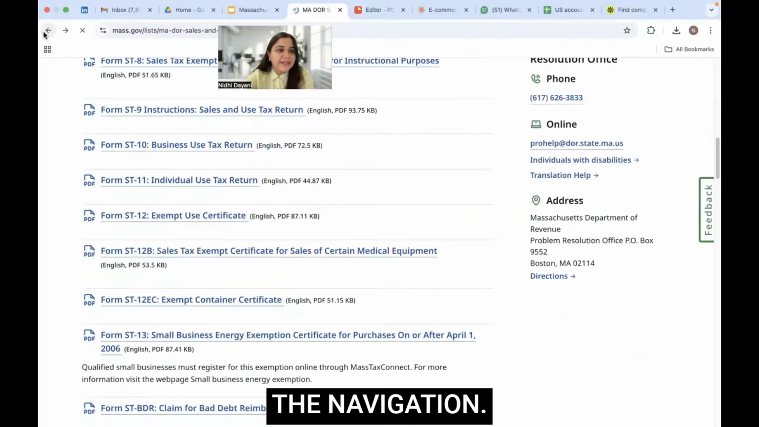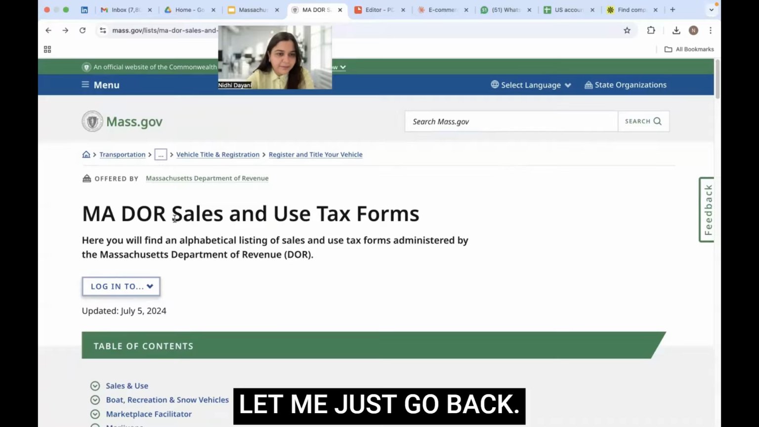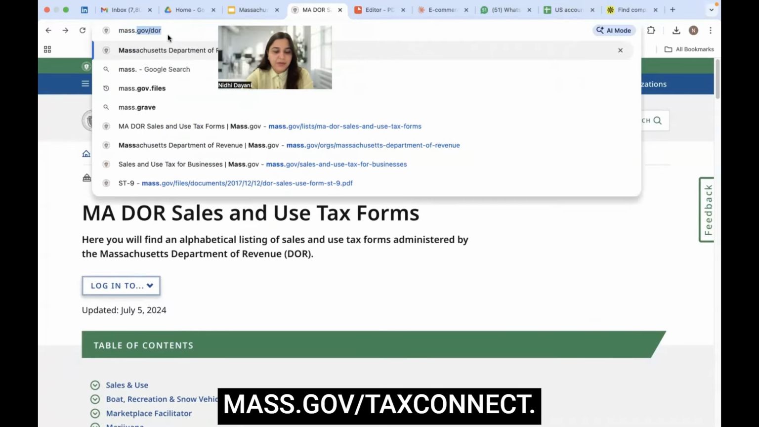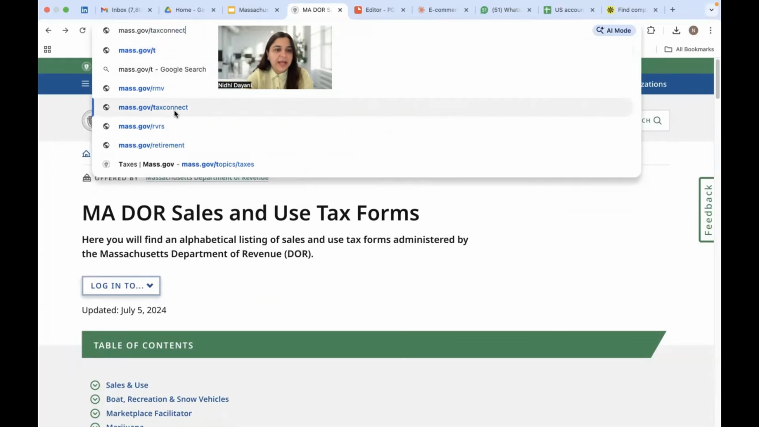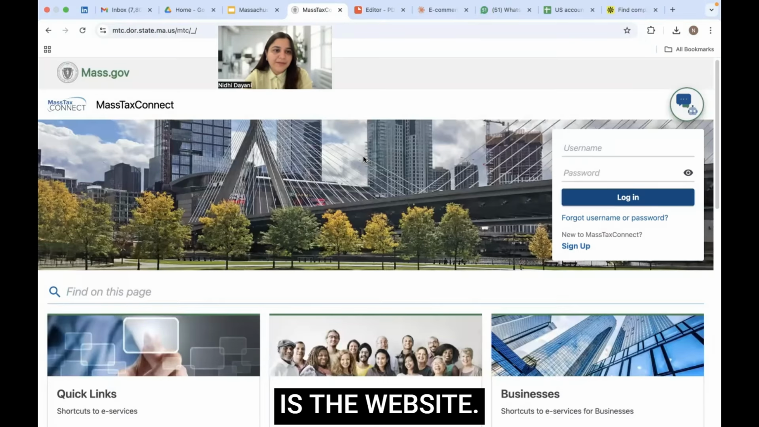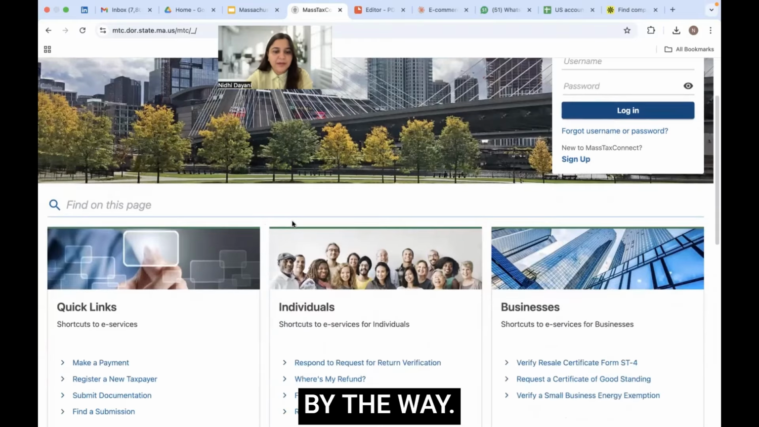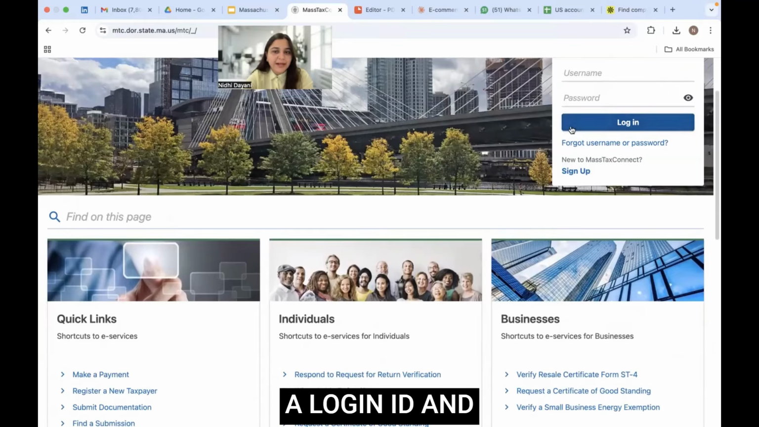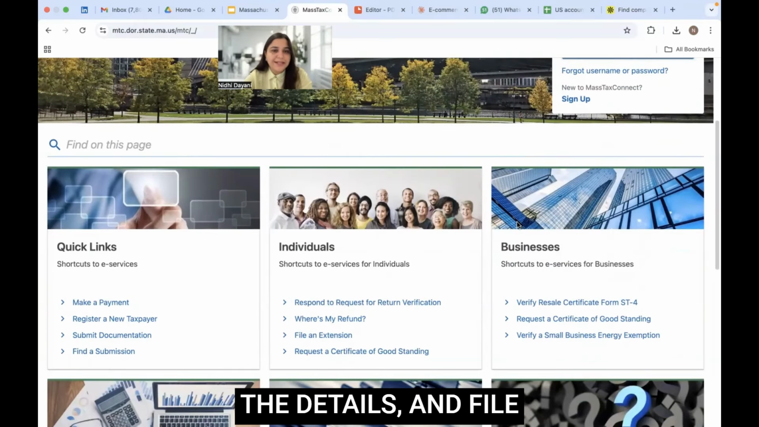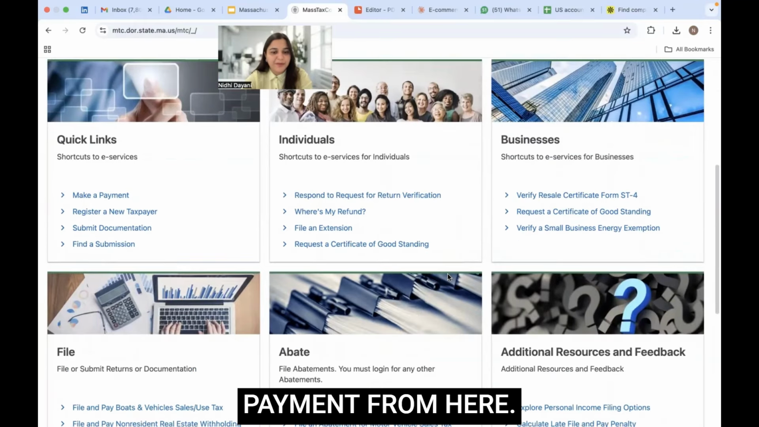So it's very easy, the navigation. Let me just go back. You can see mass.gov/taxconnect. Yeah. So this is the website. You can see Mass Tax Connect. This is all taxes for Massachusetts, by the way, for individuals, for businesses, and you can create a login ID and password, fill out the details, and file the tax and make the payment from here.